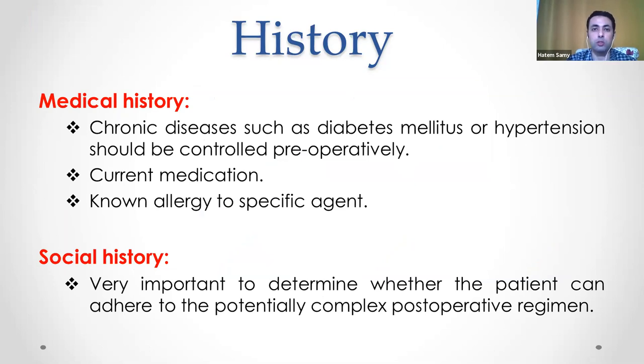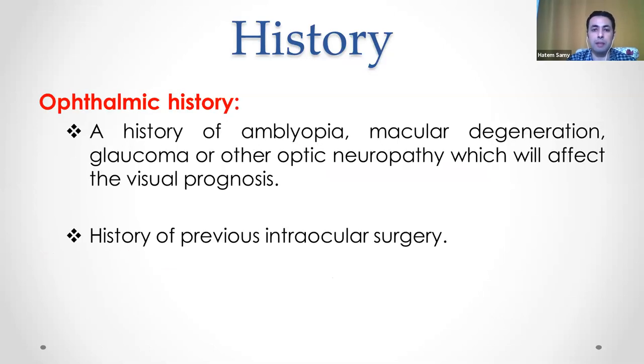Social history: we should be sure that the patient will adhere to the postoperative regimen very well, because this is very important in keratoplasty. Ophthalmic history: we should ask about any history of amblyopia, macular degeneration, glaucoma, or other optic neuropathy, which will also affect the visual prognosis. Also history of various intraocular surgeries.